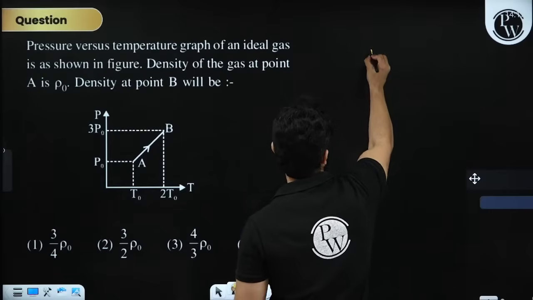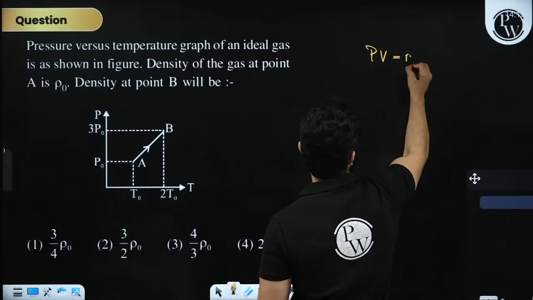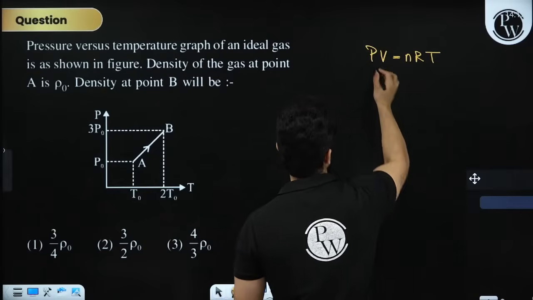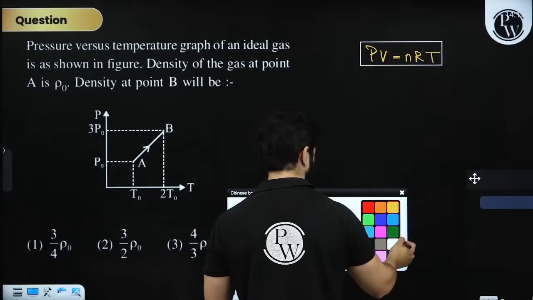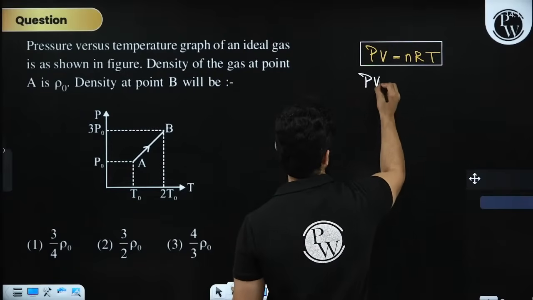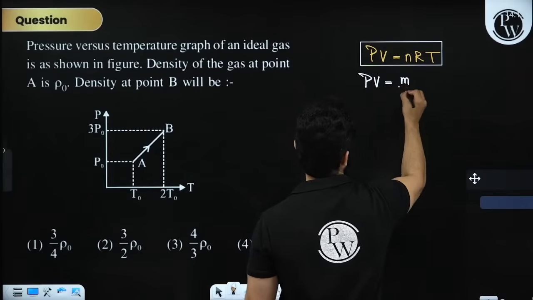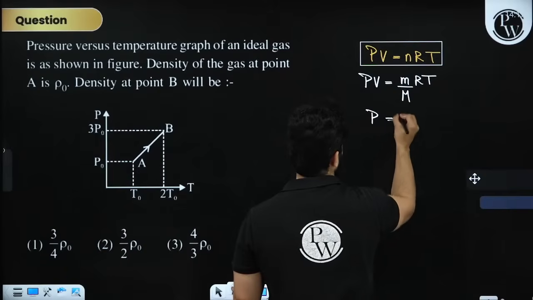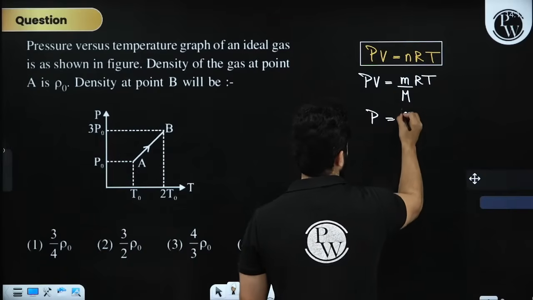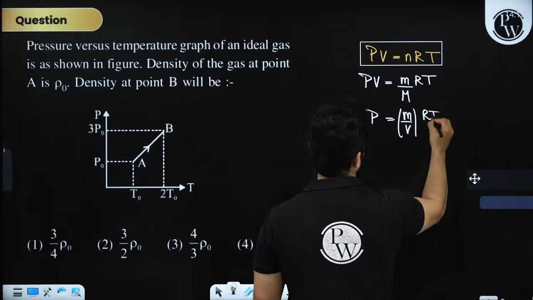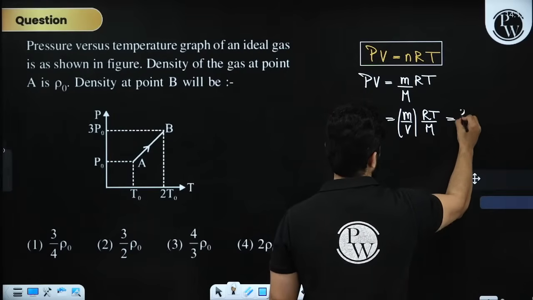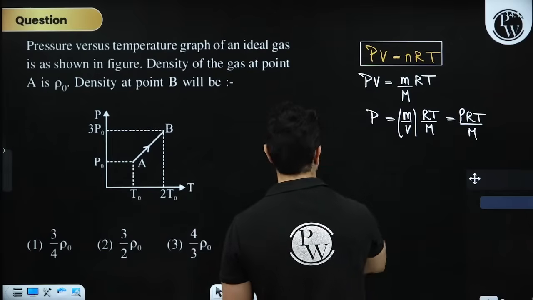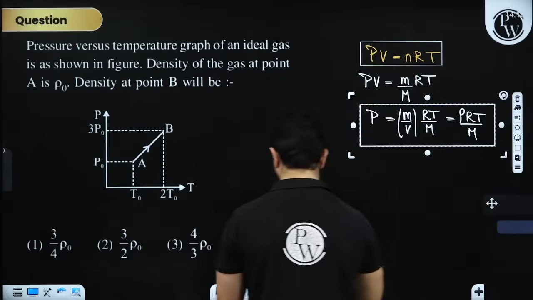Friends, we know we can write PV equals nRT, right? This is your ideal gas equation. Now we can write PV equals, instead of n, M divided by molecular mass times R into T. Or pressure can be written as M divided by V, RT by capital M. Or you can write it as rho RT by capital M.